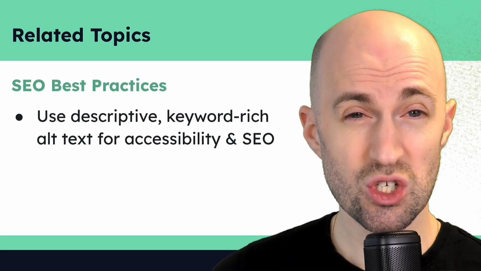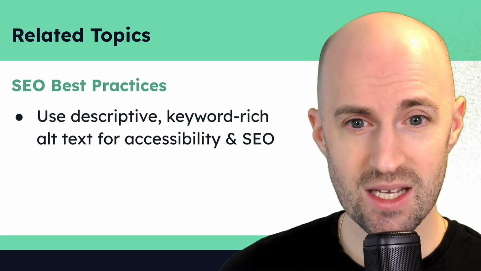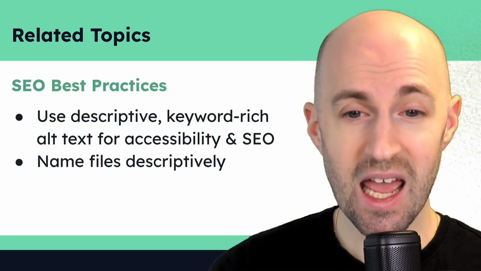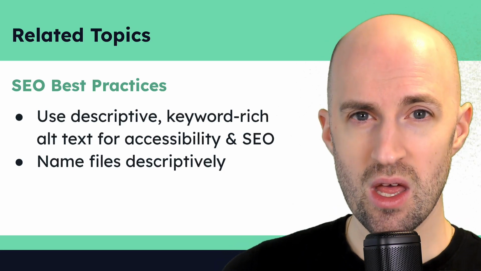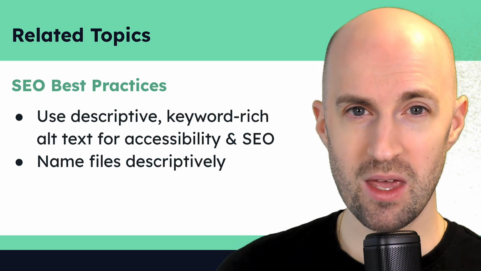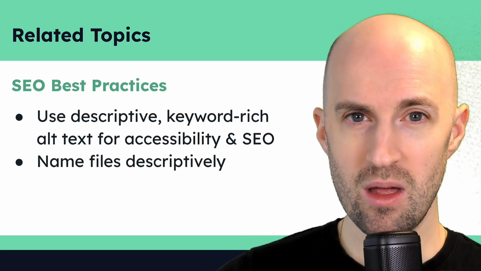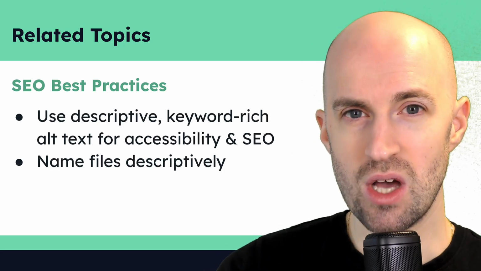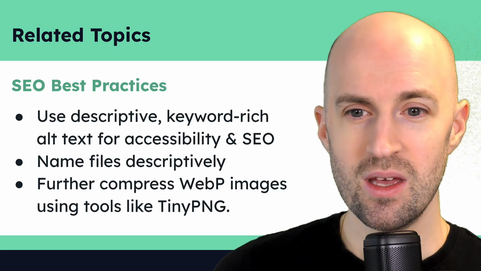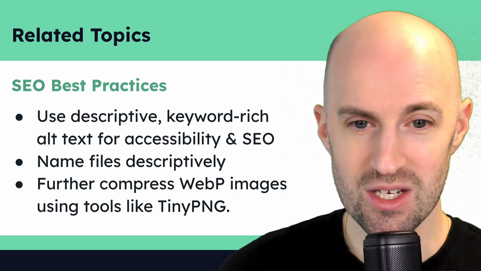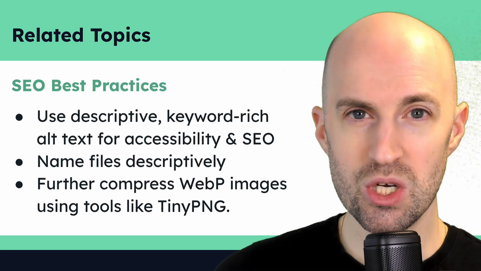The SEO best practices around this: make sure you use descriptive, keyword-rich alt text for accessibility and SEO and image search. Make sure to name the files descriptively. So don't just name the file 123.webp. No, name it like dog catching baseball in air.webp if that's an image of that. Further compress the WebP images using tools like TinyPNG, and that will help reduce that size even more.